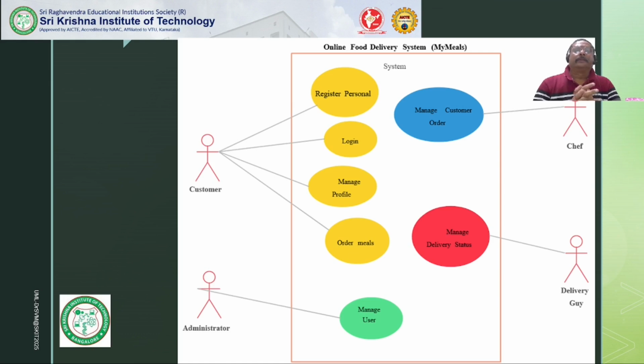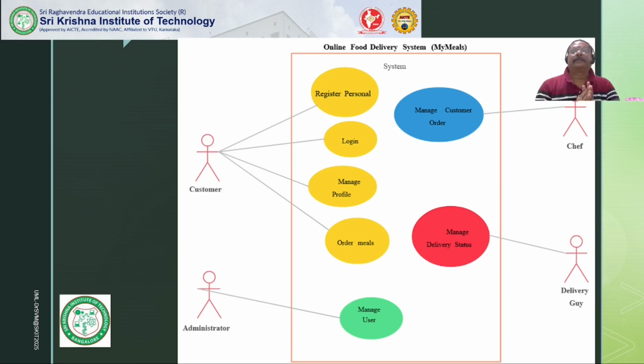So register is one use case, done by the customer. Login is a use case, done by the customer. Manage the profile is a use case, done by the customer. Order the food is done by the customer. Manage user is a use case under the control of the administrator. Manage the customer order is a use case under the control of the chef. Manage delivery status and so on is a use case under the delivery guy actor.